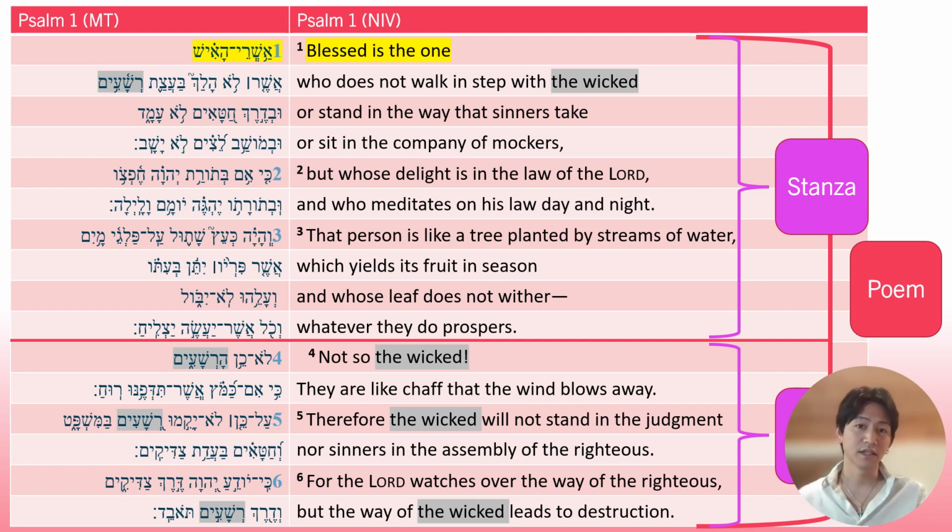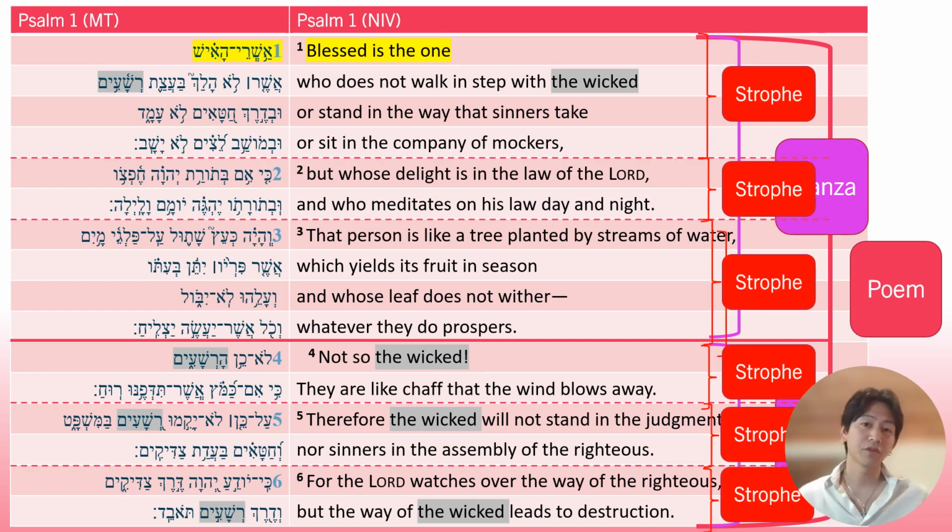The first stanza focuses on describing who the Asherei Ha'ish is, that is, who is this blessed person. Whereas in the second half, you see a shift in topic. That is, now in the second stanza, it focuses on the identity and the fate of the Ha-Reshaim, that is, the wicked one. And you can see the concentration of this term, Rasha or Reshaim, the wicked one, in the second half of the poem, that is, the second stanza.